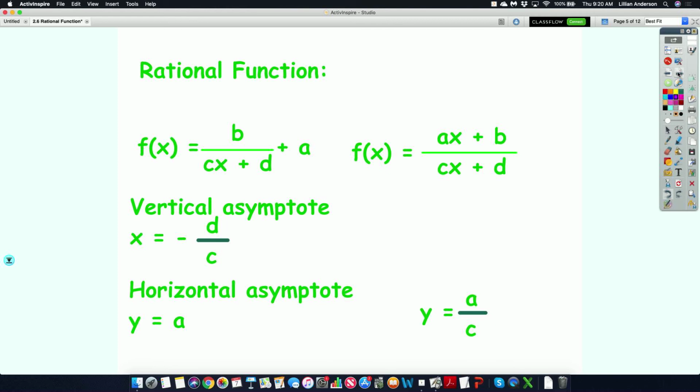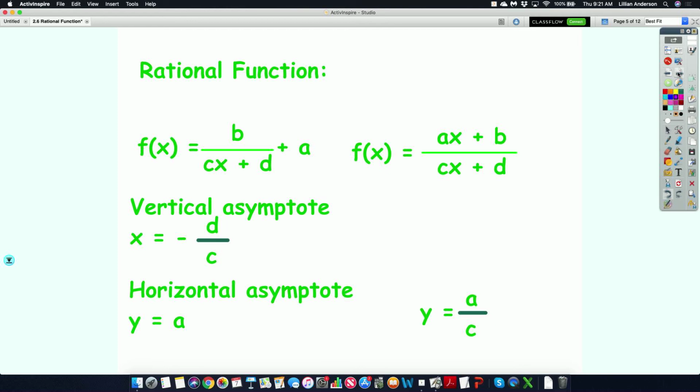Your more complex reciprocal functions are known as your rational functions. You have two different ones here. f of x equals b over cx plus d, plus a, and f of x equals ax plus b all over cx plus d. These are the general makeups where a, b, c, and d all represent some type of number that defines your rational function.